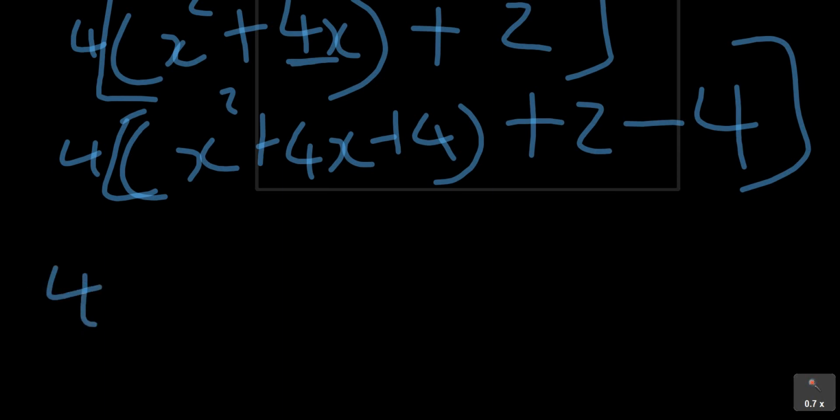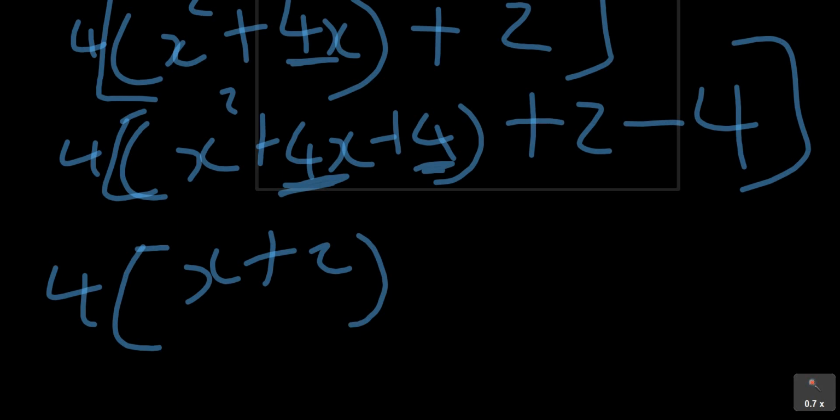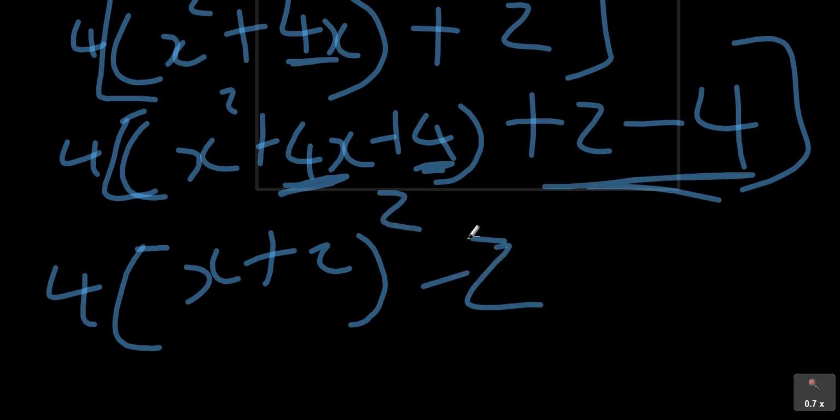Right, 4 outside. And we have one of the x's. We're going to have half of this here, or the square root of that, which is 2, all squared. When you work this out, we get negative 2. There you go. We actually predicted what our answer was going to be.